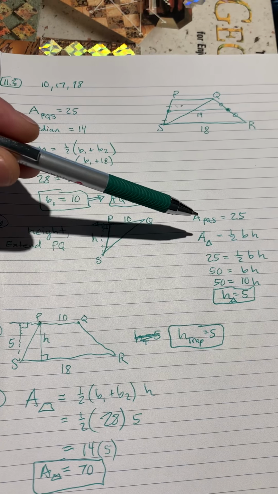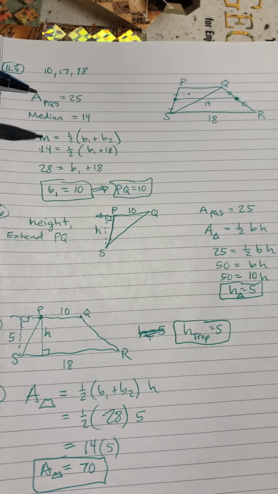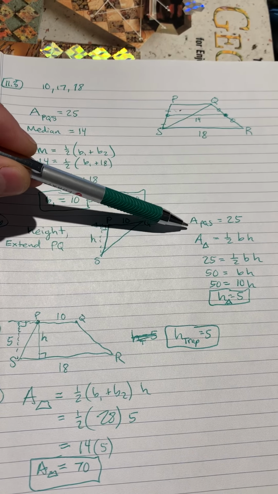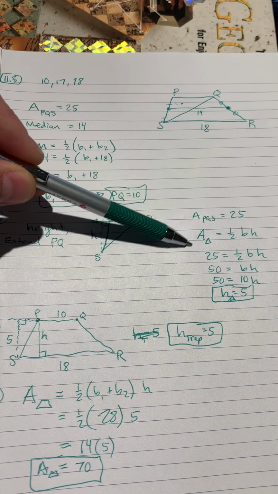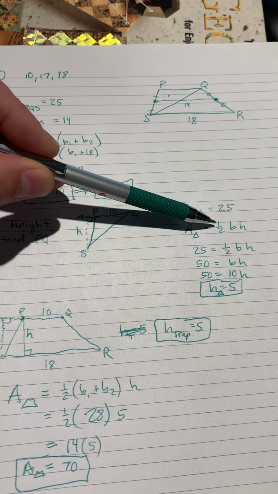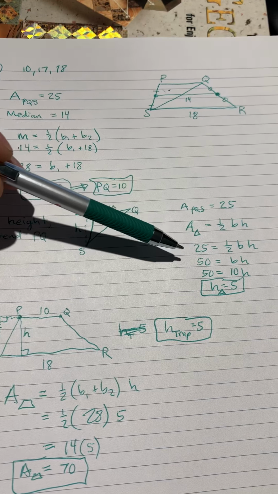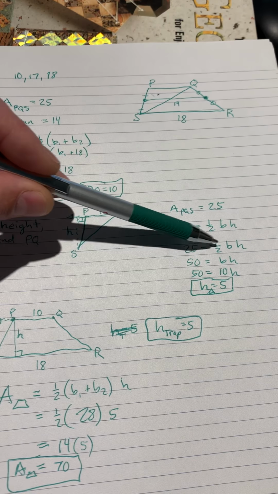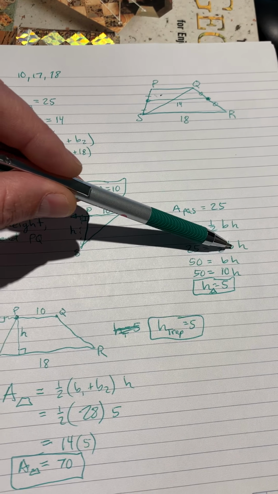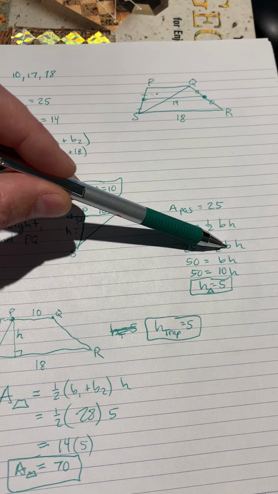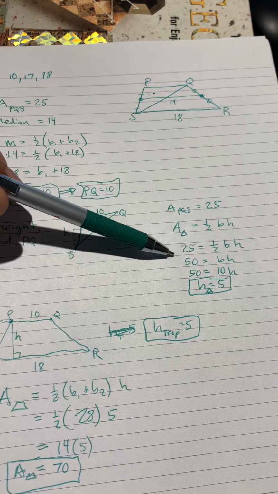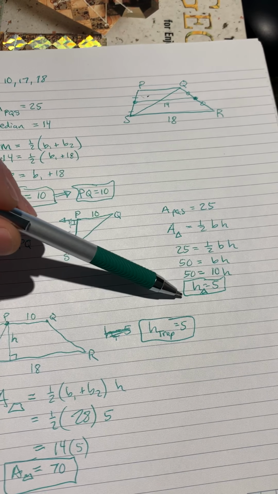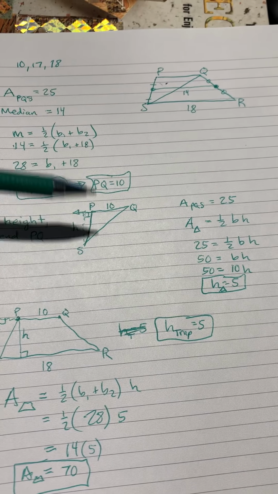Well, they gave us information about the area of the triangle. Usually you should be wondering, why did they give me this piece of information? How am I going to use it? Well, I know that the area of that triangle is 25. I also know the formula for the area of a triangle is 1/2 times base times height. So if the area is 25, I just substitute 25 for the area. I know the base. I'm trying to find the height. Multiply both sides by 2. I filled in the value for the base here. Solve for h. H is 5. So the height of this triangle is 5.